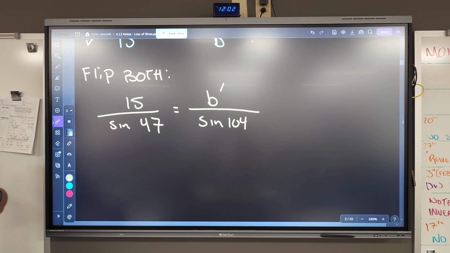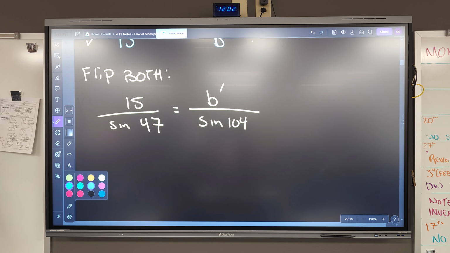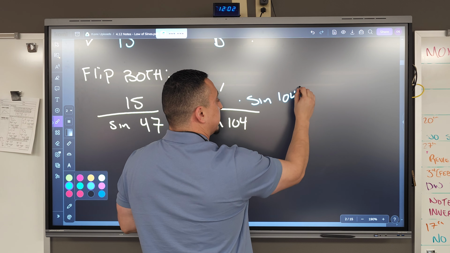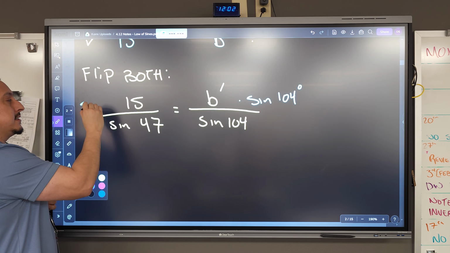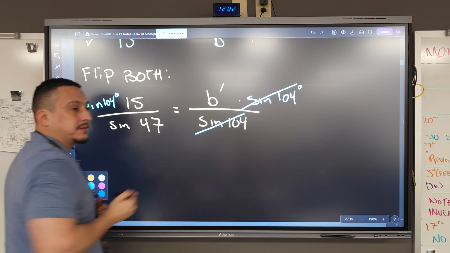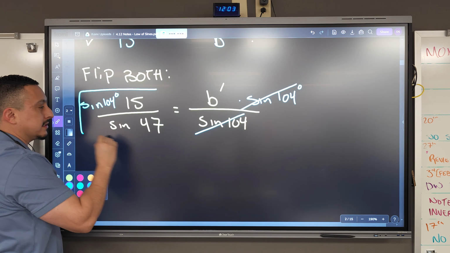So I need the B by itself. How do I get rid of the sine 104? Multiply both sides, right? Because I'm dividing by sine 104. So I'm going to multiply this side by sine 104 and multiply this side by sine 104. Is my side B by itself now? Yes, right? So here, guys, now the rest is your calculator.